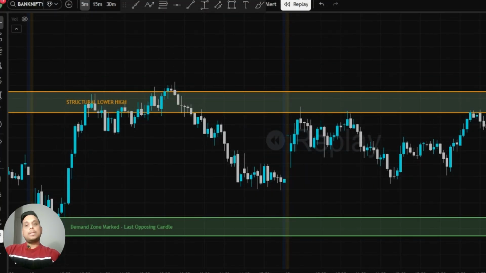Alright, so now we see that the price has respected our structural lower high and did not break above it. And also one thing to pay attention to here, while this was happening, the market did not continue downward to make a new lower low. So this should tell us that behavior is changing, but it is not confirmed yet.